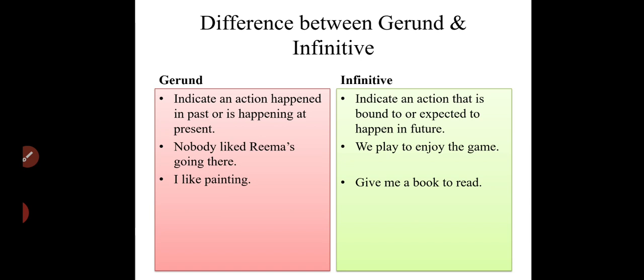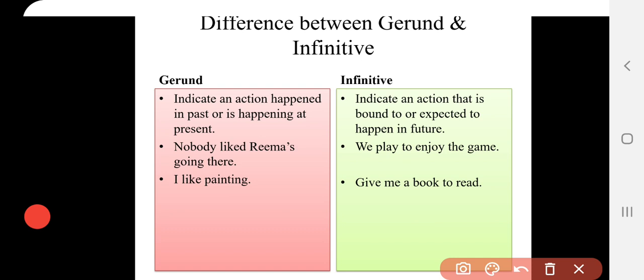We'll see that. It indicates an action that happened in the past or is happening at present. Gerund will either talk about the past or the present. On the other hand, infinitive talks about an action which is bound or expected to happen in the future. Infinitive mainly gives the sense of the future, and the gerund gives the sense of the past and the present. We'll see with the help of examples.